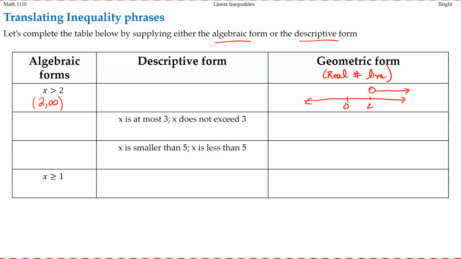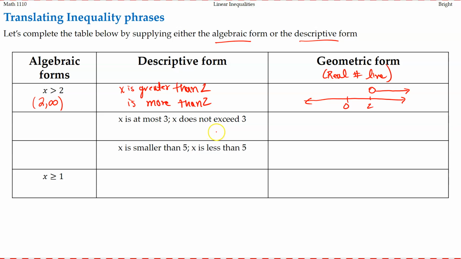You can kind of see some examples. What language accompanies this? Well, you can just simply say x is greater than 2. You can say x is more than 2, right? Any of these will work. I'll do one more, and then I'm going to have you finish the rest off.